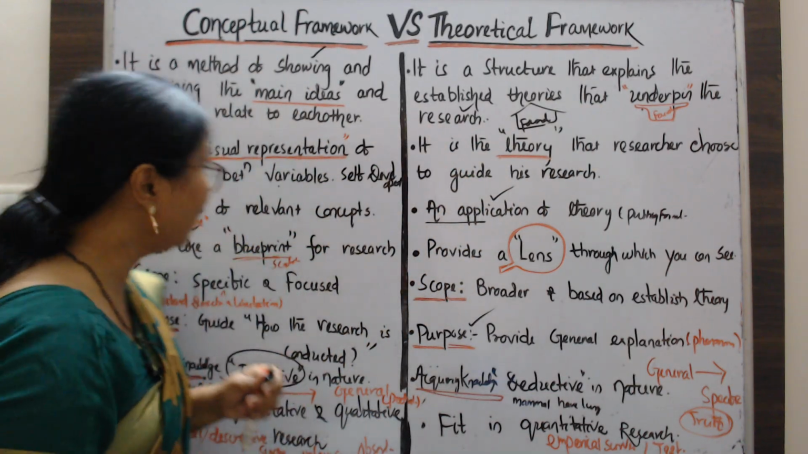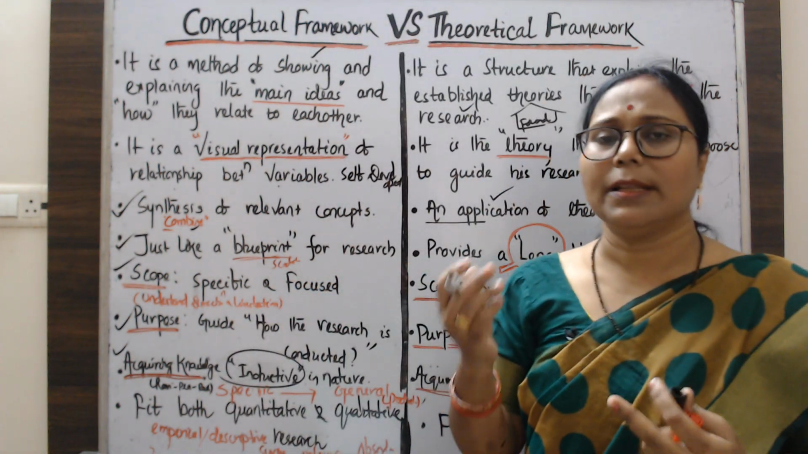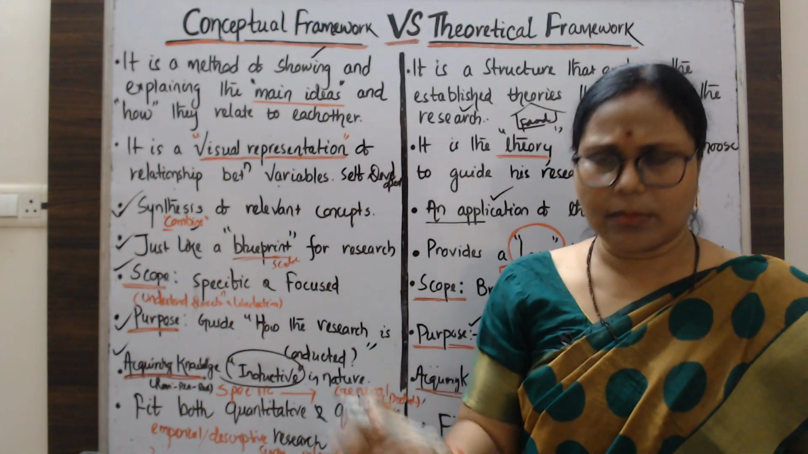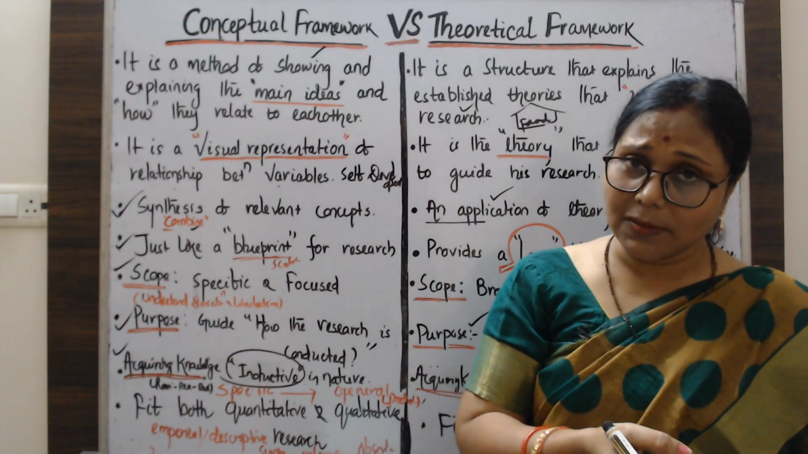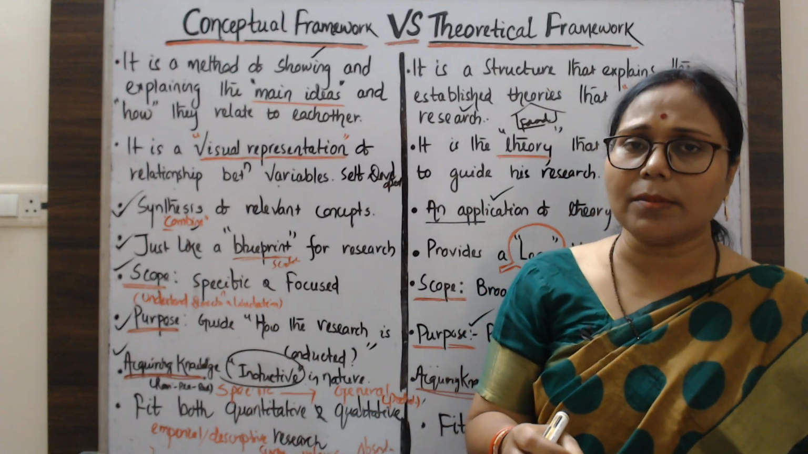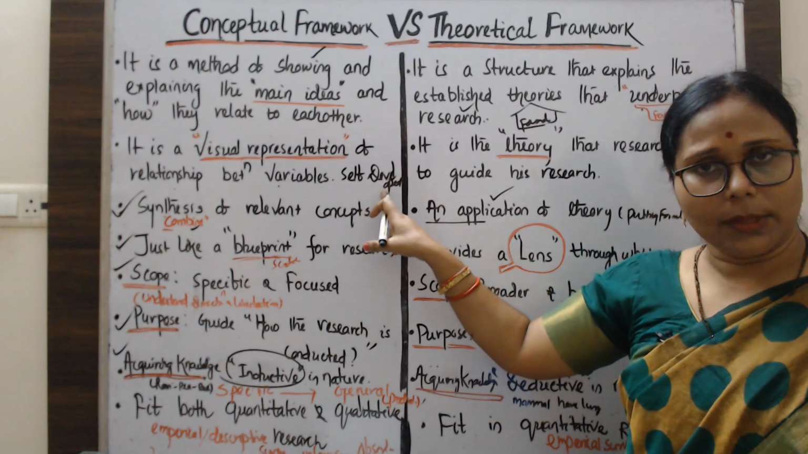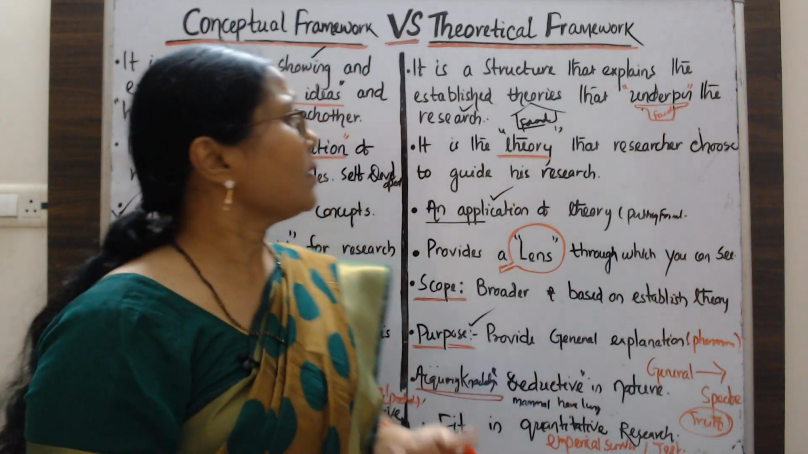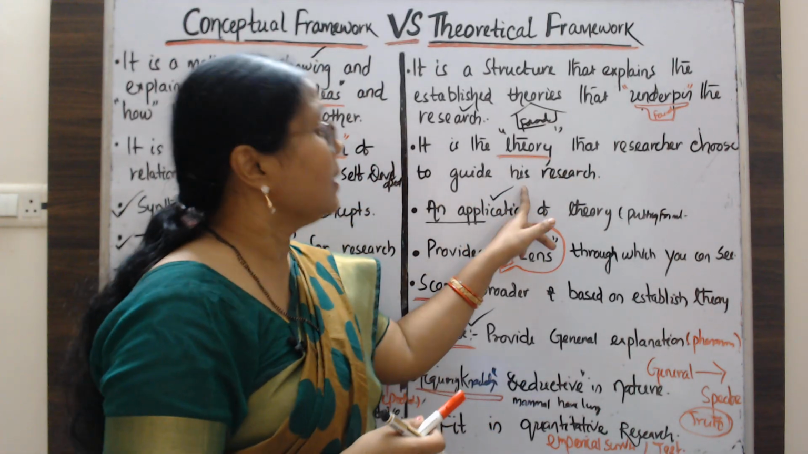Okay, next point, it is a visual representation. It is visually represented because with the help of arrows and diagram models, the researcher represents the variables like independent variable, dependent variable, moderating variable and mediating variable. All these things are represented visually. Okay, so it is self-developed by the researcher. But in the theoretical framework, it is a theory that researchers choose to guide their research.